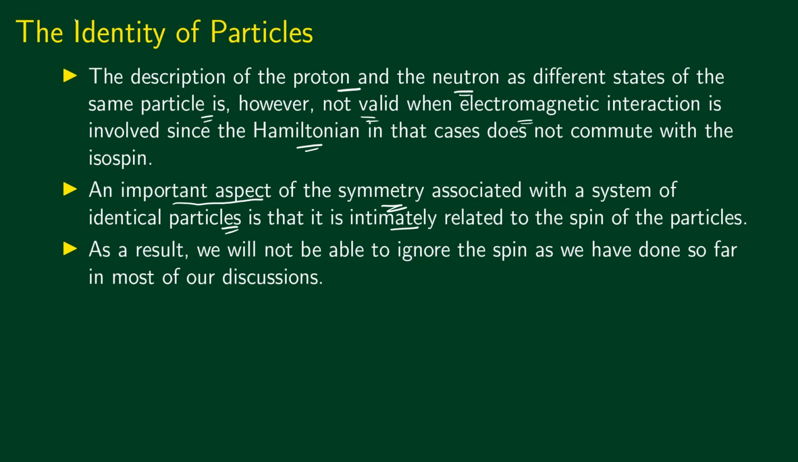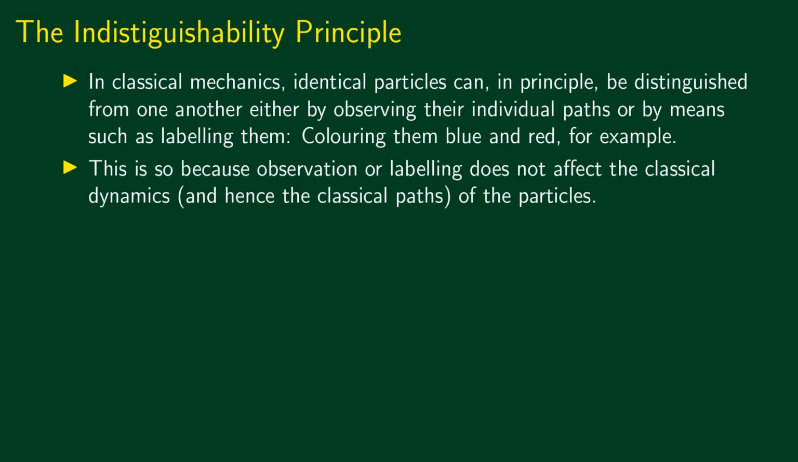But the important point is that we will not be able to ignore the spin as we have done so far in most of our discussions. So far we just said let's ignore spin and talk about the energy and angular momentum, etc. But when we discuss the identity of particles, we shall not be able to ignore the spin. Now we know the meaning of the term identical particles as used in quantum mechanics.